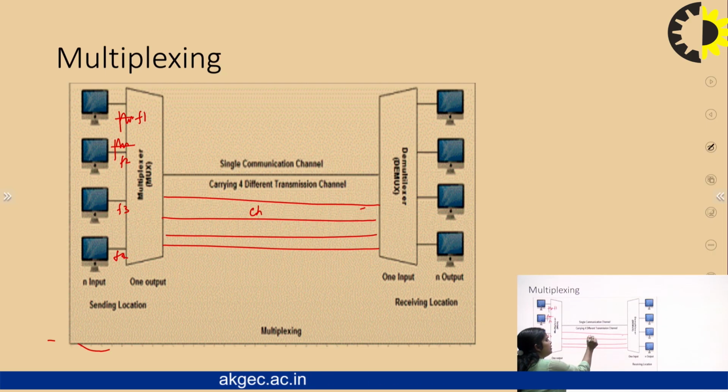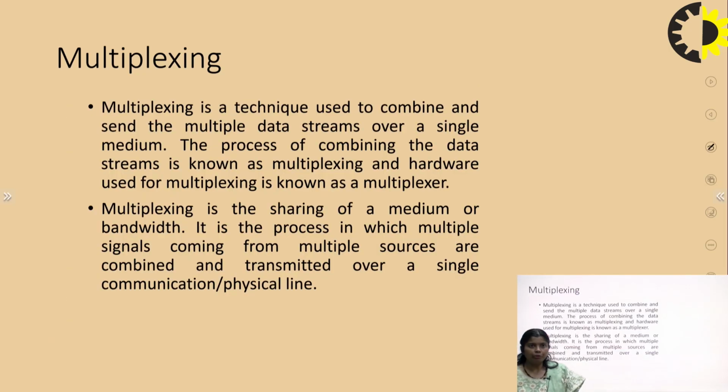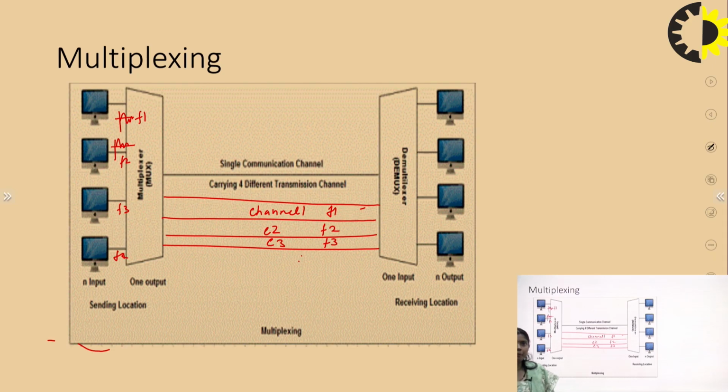Channel 1 carries the frequency F1, channel 2 carries the frequency F2, channel 3 carries the frequency F3, and so on. At the demultiplexer, multiple outputs will be generated. So multiplexing is a technique for combining multiple data streams traveling over a single medium. That is what a multiplexing technique is.